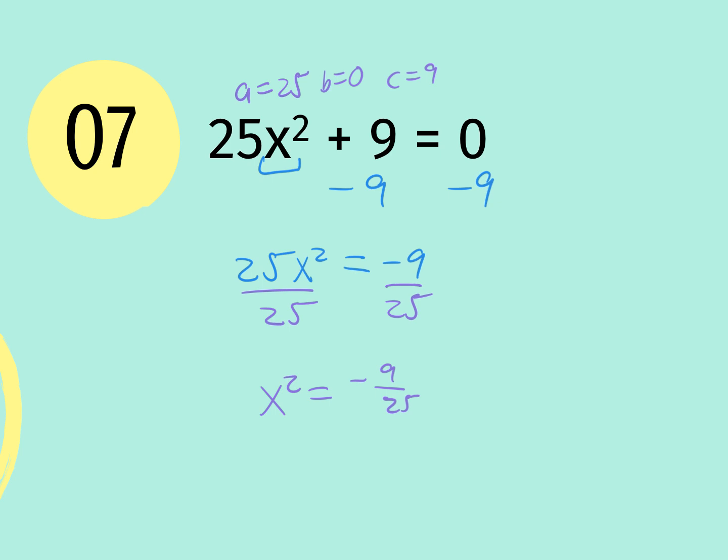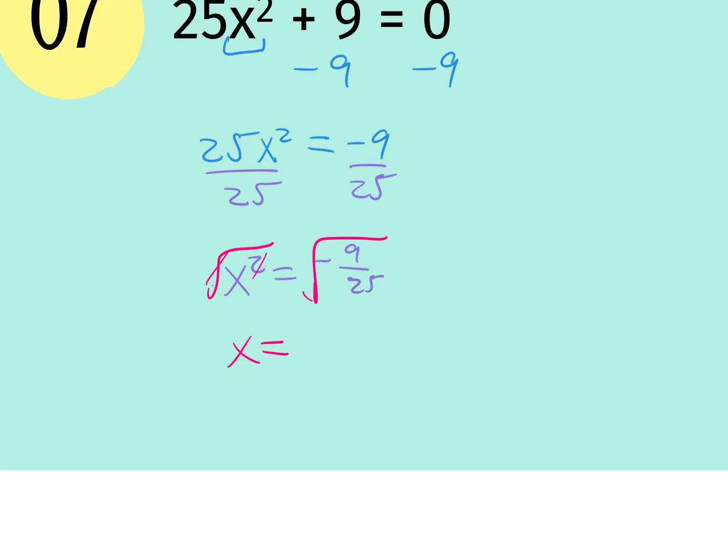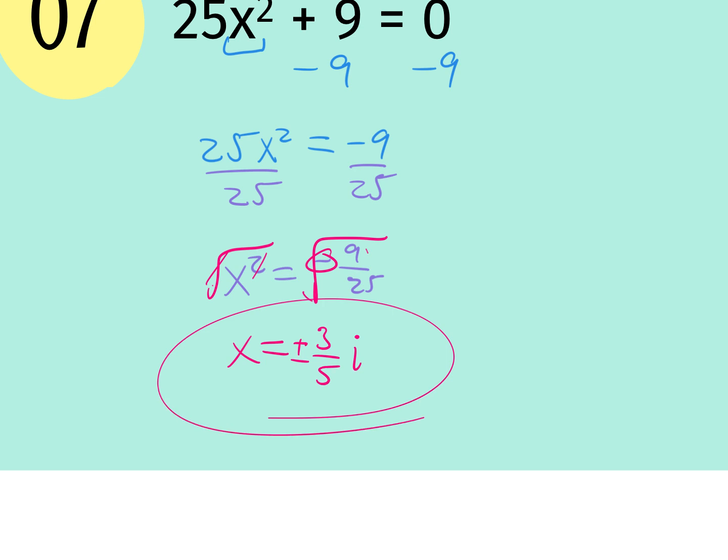And now lastly, to simplify this, we want to take the square root of both sides. All right, so square root of x squared just becomes x. And square root of negative 9 over 25. Hopefully we recognize that those are both perfect squares. 9 is a perfect square and so is 25. So we get 3 over 5, and then the negative under the radical becomes i. And don't forget your plus or minus. All right, so we get x equals plus or minus 3 over 5i.